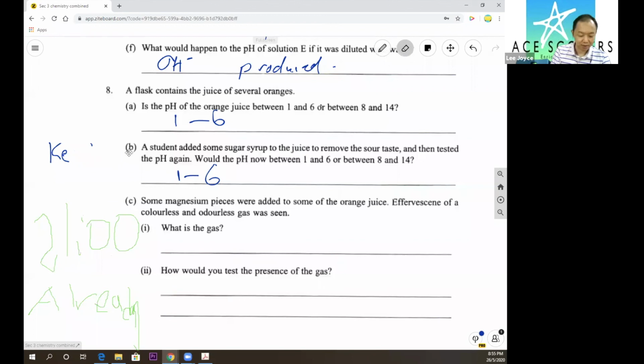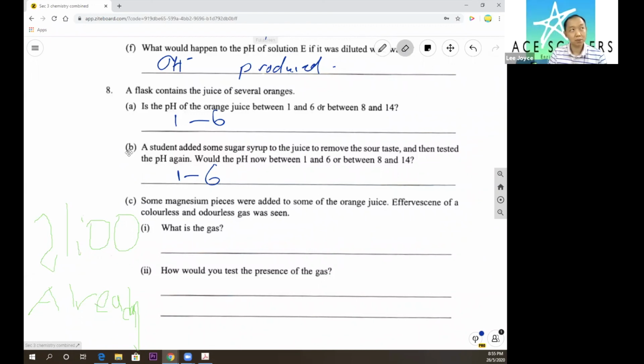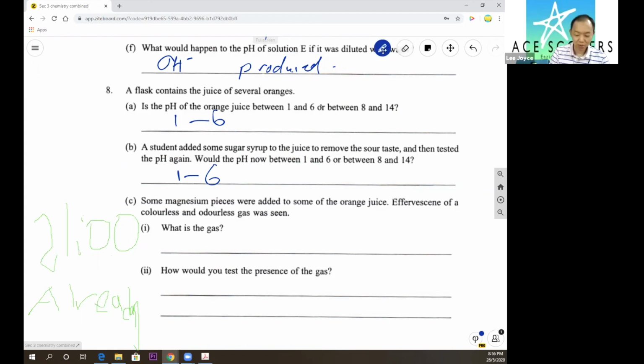Okay, here comes the little boy. Okay, so some magnesium pieces were added to orange juice. Wow, they throw magnesium inside the orange juice. And then they see effervescence, that means got bubbles. And then a gas was seen. What's the gas? Hydrogen. Whoa, really? Oh, you're a chemist? Do you plan to be a chemical engineer?